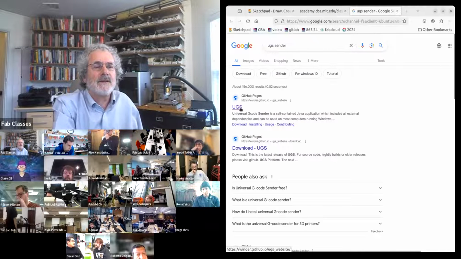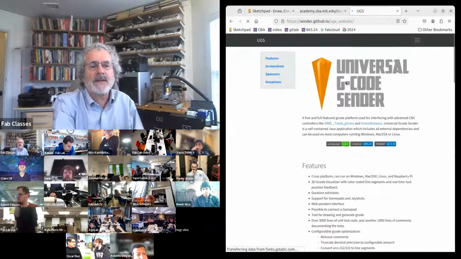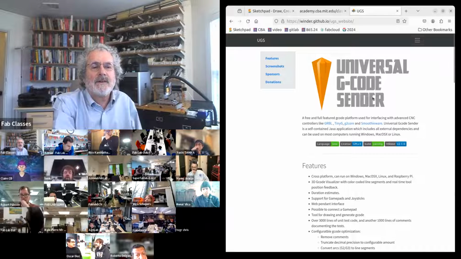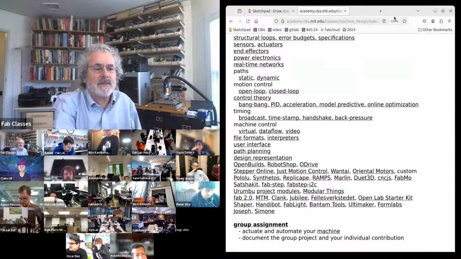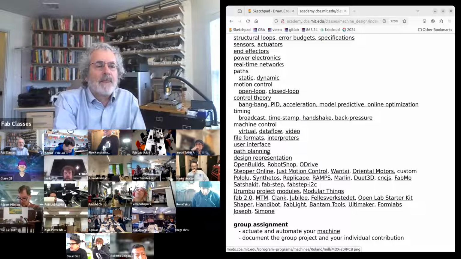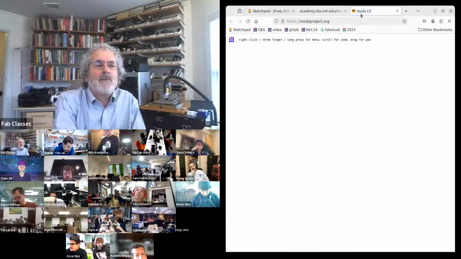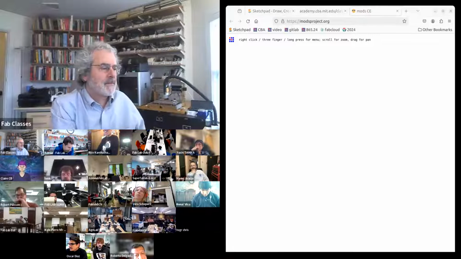Universal G code sender is another one. Candle is another one of the user interfaces to standard interfaces to machines. Then you need to plan the toolpath. And so let me add a note.